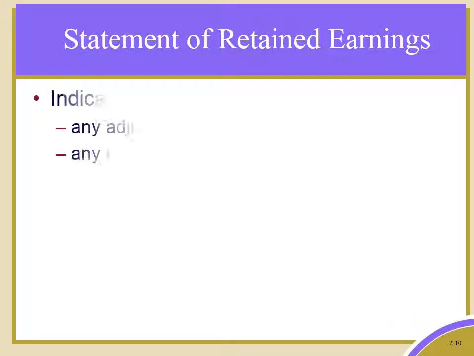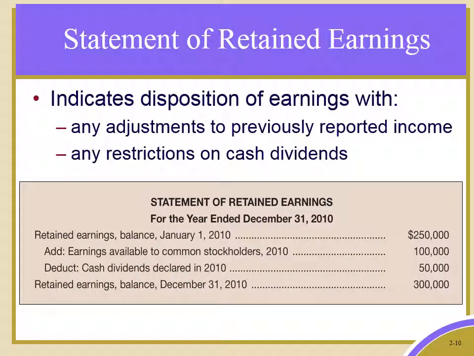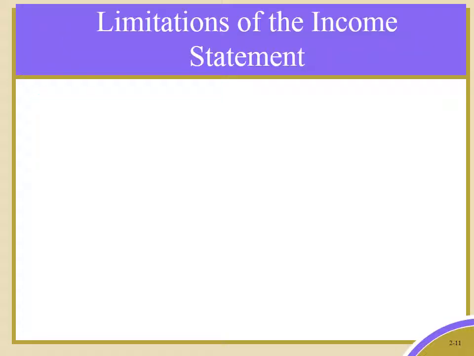Statement of retained earnings. It's a small summary statement that indicates the disposition of earnings with any adjustment to previously reported income or any restrictions on cash dividends. And here is an example of a statement of retained earnings. We won't focus a lot on this statement because the other statements are more important to know, but this is just an example if you had a question on it.